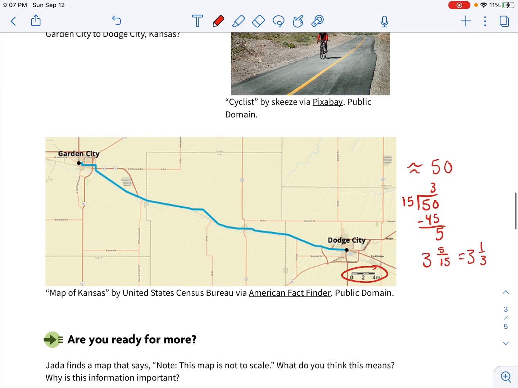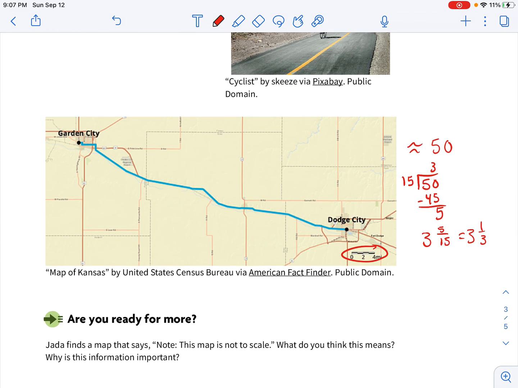Well, to be more precise, 1/3 of an hour is 1/3 of 60. So 60 divided by 3 is going to equal 20. So the total time it's going to take is 3 hours and 20 minutes. That should be hours.